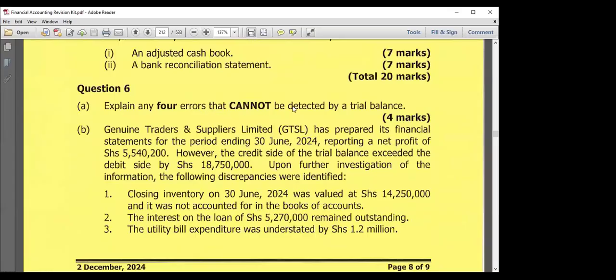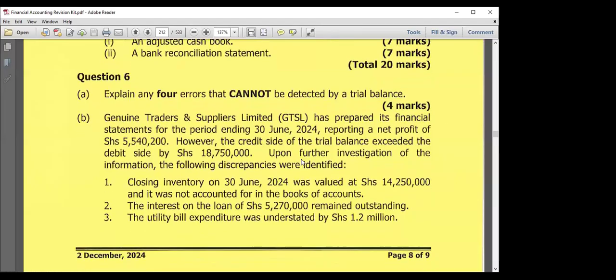Explain any 4 errors that cannot be detected by the trial balance, 4 marks. Are you able to list at least 4 of them? There are 6 of them. The examiner only wants 4 of them, but explain. Don't leave them hanging. Don't bullet.